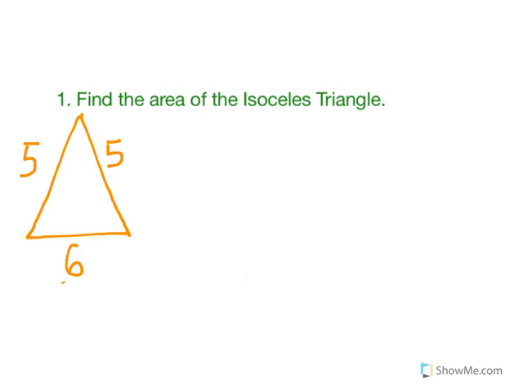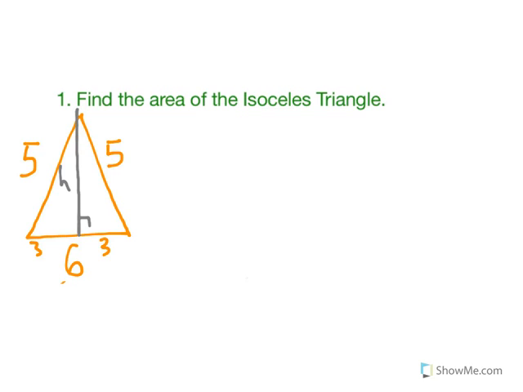Okay, so in our first example, we're going to find the area of this isosceles triangle. First step, we have to draw the altitude. We're going to label this h. So this is now a right triangle, and now these bases are 3 each.